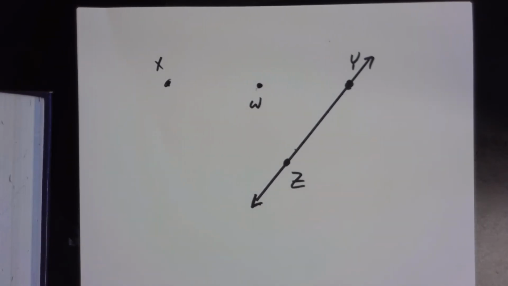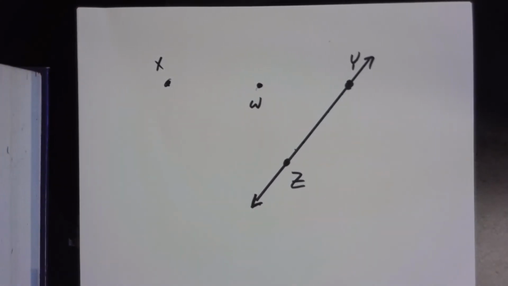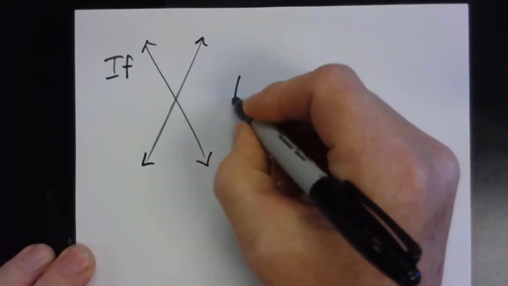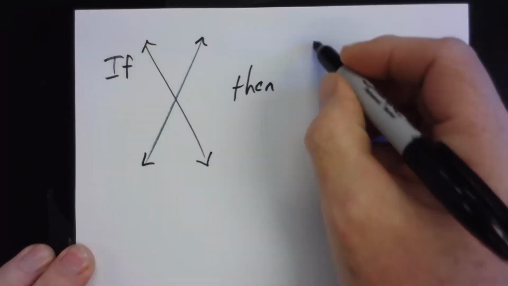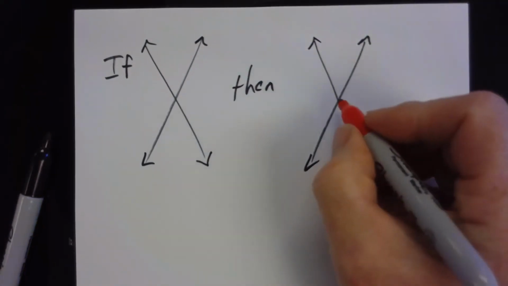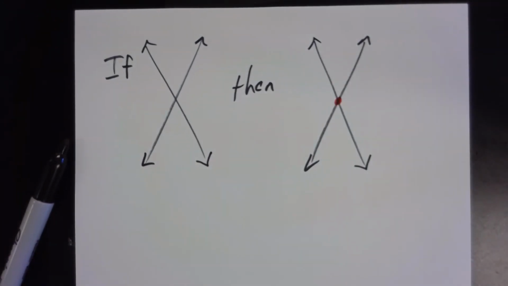Now this is a tough assignment. You're going to have to really think on this one. Look at the top of page 85. It says "If," and then there's this picture of two lines like this. And then it says "then," and there's the same picture of the two lines, but there's a red dot right here. Your job is to figure out which one of the postulates we talked about matches that picture.